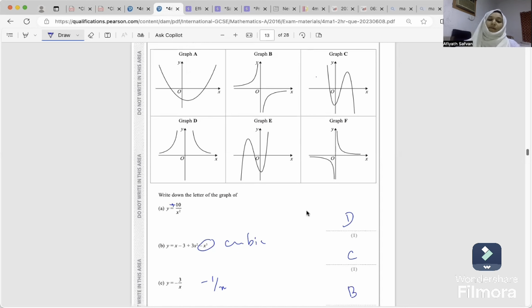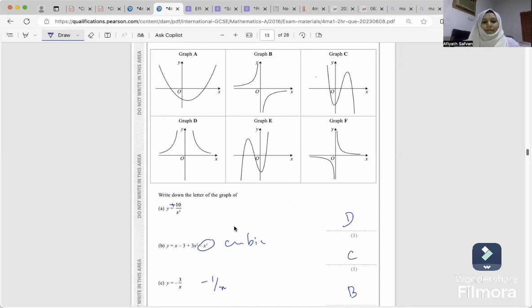Actually, in this lesson, they have already given the graphs for all the expressions like 1 by x, minus 1 by x, 1 by x squared, minus 1 by x squared. We just have to look at the equations and tally the graph with it.